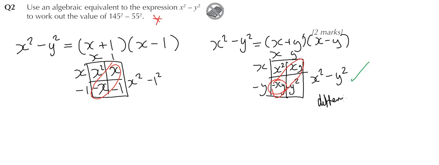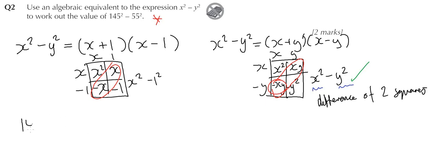So this is called the difference of 2 squares, because this is a square and this is a square. Right, so how does that help us with the question? The question is to find the value of 145 squared minus 55 squared.